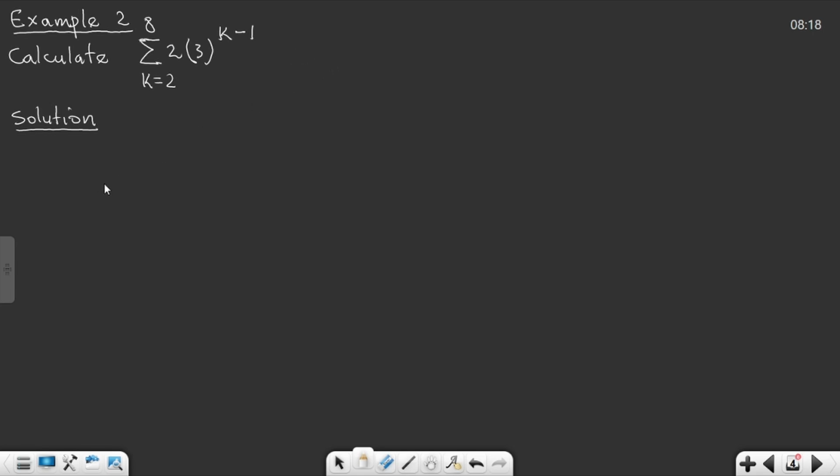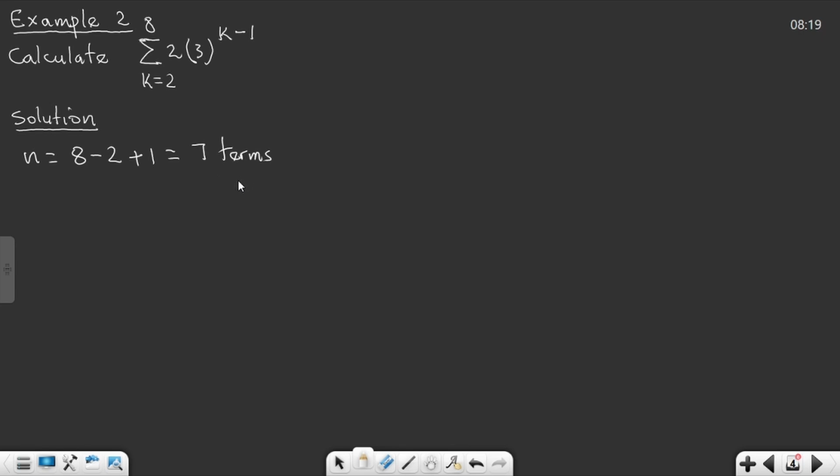But first, let me find the number of terms, n. What is the number of terms, n? I told you from example 1, you take the top value minus the bottom value plus 1. And then you'll have the number of terms. So this is 8 minus 2, which is 6, plus 1, which is 7. So you are dealing with 7 terms. So you will sum up 7 terms to get the sum.